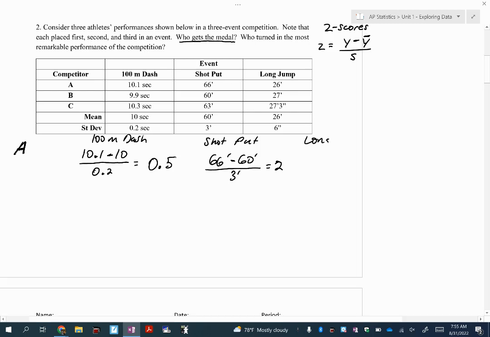Let's do the last one, the long jump. We've got 26 feet minus 26 feet, so that's going to be a z-score of 0. And what I'm going to do here, because the standard deviation was given in inches, is do all of this in feet and do half of a foot here. 6 inches is half a foot. So if I do 0 over 0.5, I get a z-score of 0.